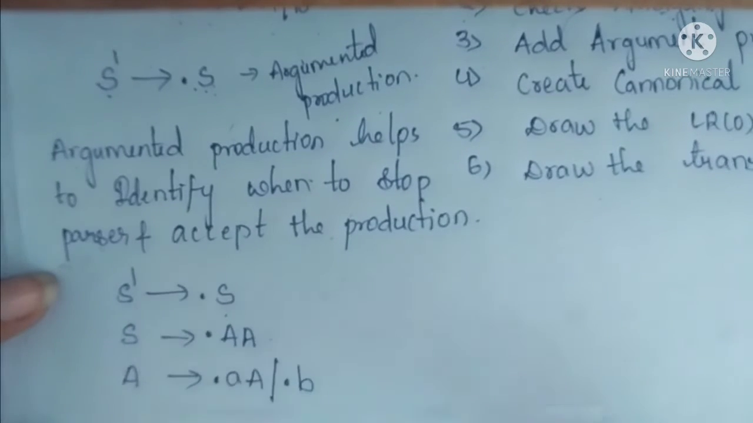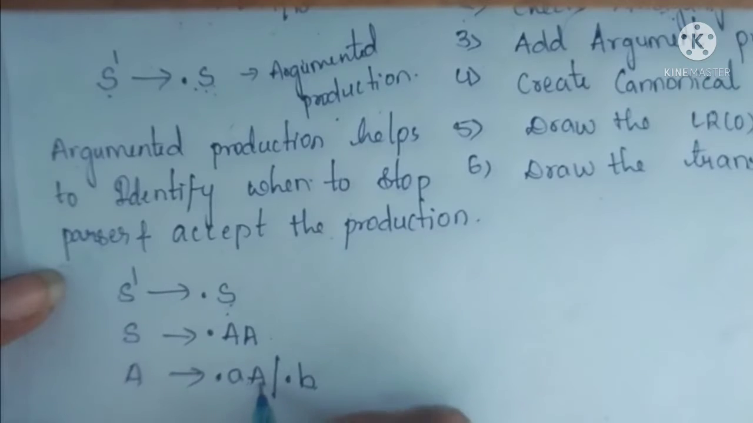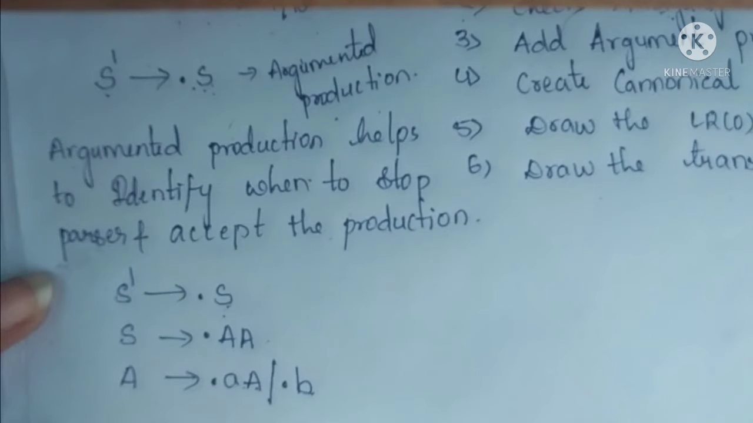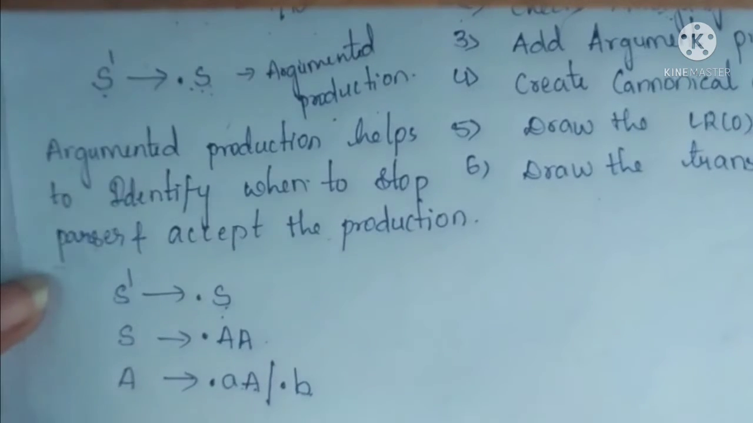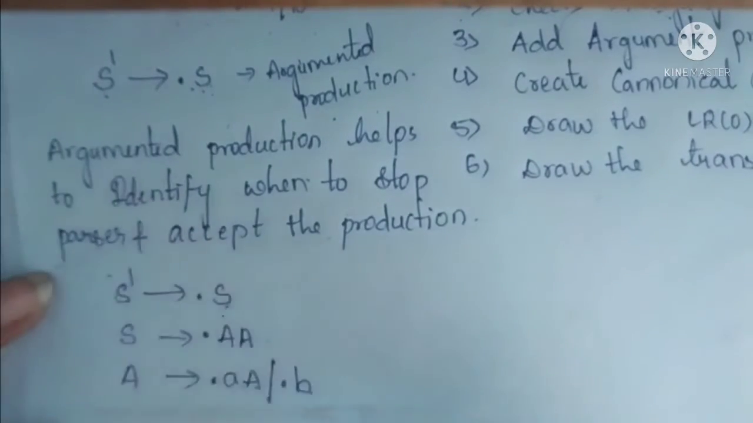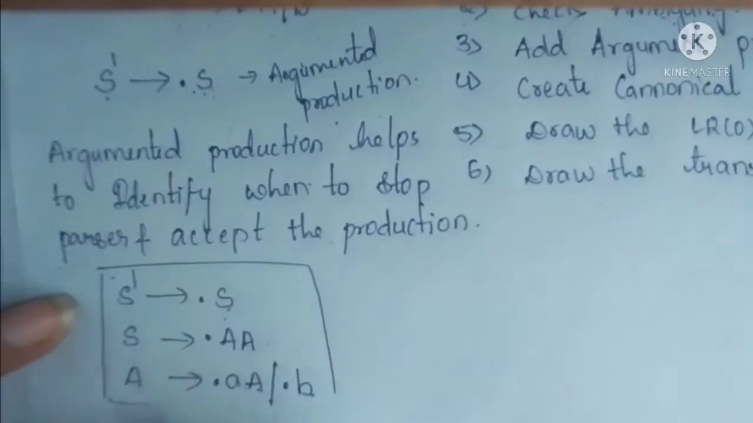So all the small letters are known as terminal symbols and all the capital letters are called non-terminals. Okay, I'm repeating once again, all the lowercase letters as well as symbols are termed as terminals, and all the uppercase letters are termed as non-terminals. Okay, now these are the productions. So for these productions you have to do the canonical collection of LR0 items.